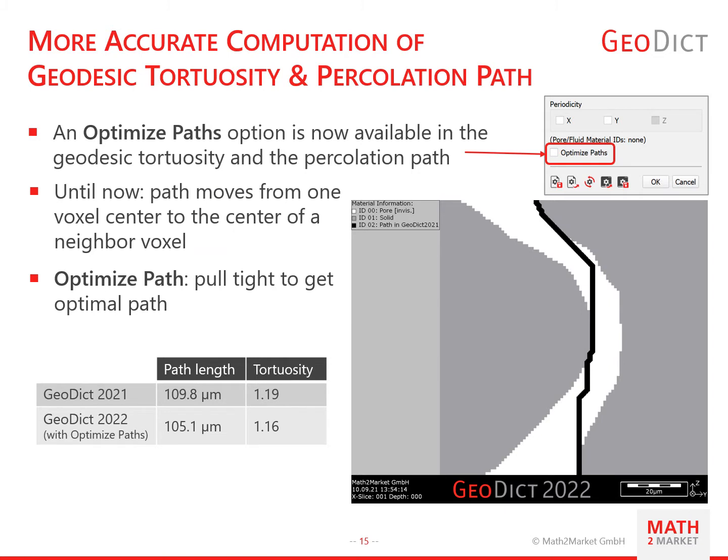To get a more accurate percolation path length or more accurate geodesic tortuosity, the option Optimize Paths is available in GeoDict 2022. With this option, the paths are pulled tight after the computation on the voxel grid, resulting in more accurate path lengths. Here, this is shown for a single path, where this option leads to a 4% reduction of the computed path length. The path before the optimization is shown in black and the optimized path in yellow.